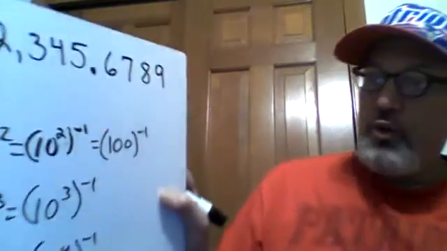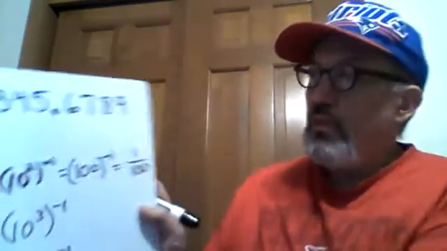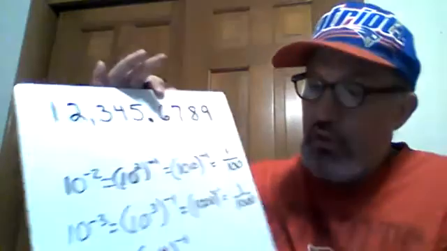So we have 100 to the negative 1. 10 squared is 100. 100 to the negative 1 is 1 over 100. 10 to the third is 1,000. 1,000 to the negative 1 is 1 over 1,000. And 10 to the negative 4 can be thought of as 10 to the fourth to the negative 1. 10 to the fourth is 10,000. Raising 10,000 to the negative 1, taking its reciprocal, we get 1 over 10,000.